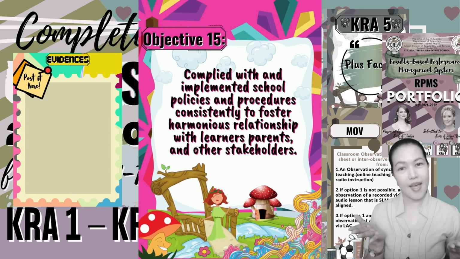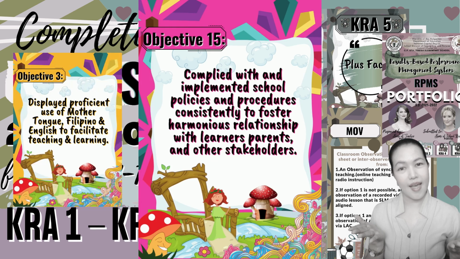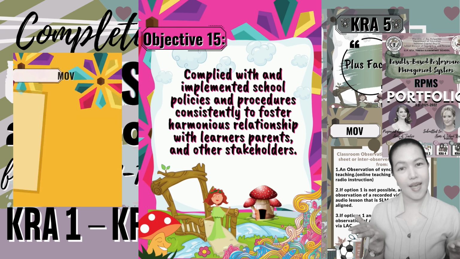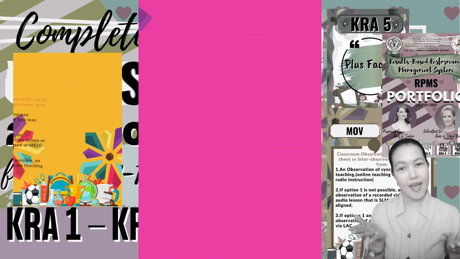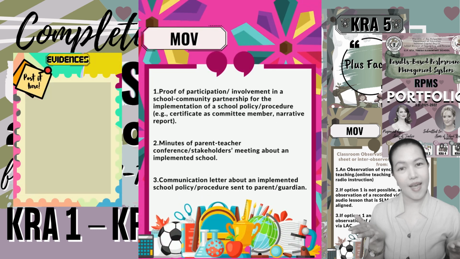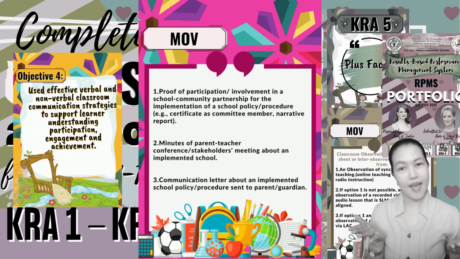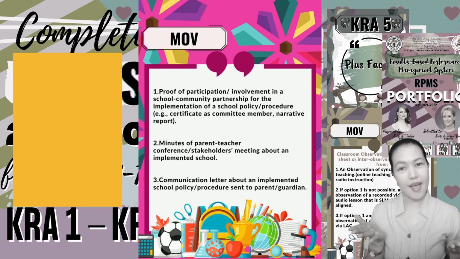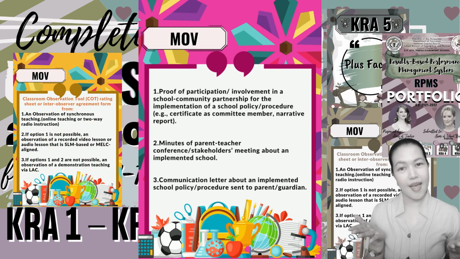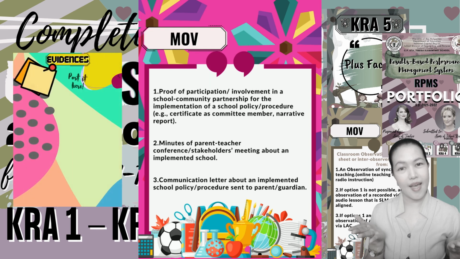Objective number 15: complied with and implemented school policies and procedures consistently to foster harmonious relationship with learners, parents, and other stakeholders. MOV number 1, proof of participation or involvement in a school community partnership for the implementation of a school policy procedure, example, the certificate as committee member or narrative report.